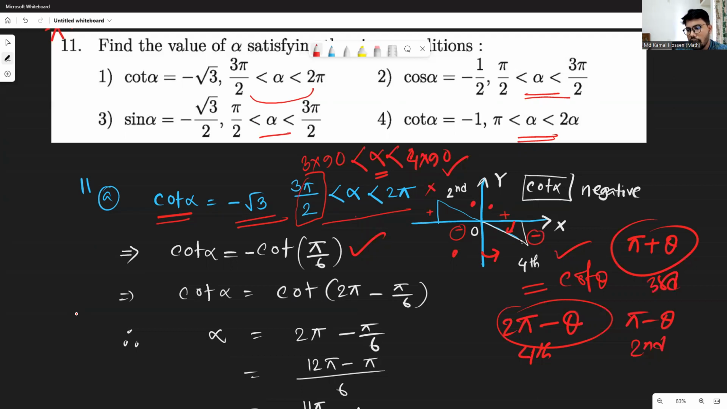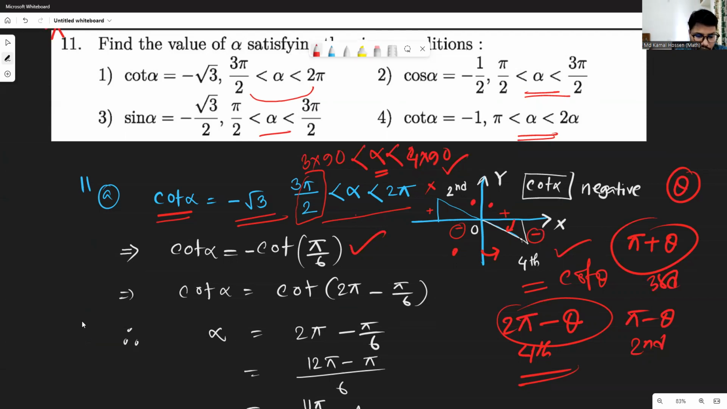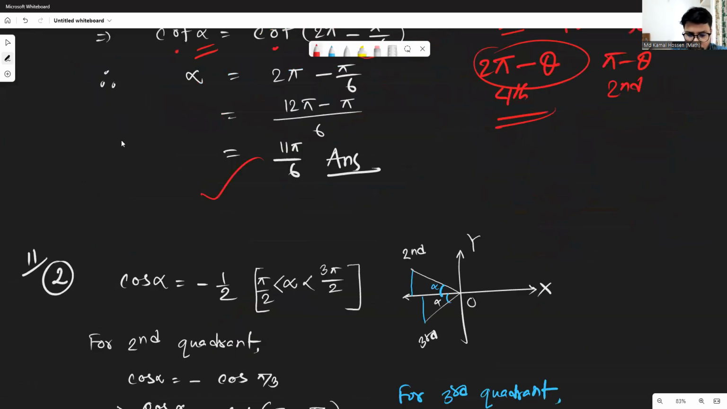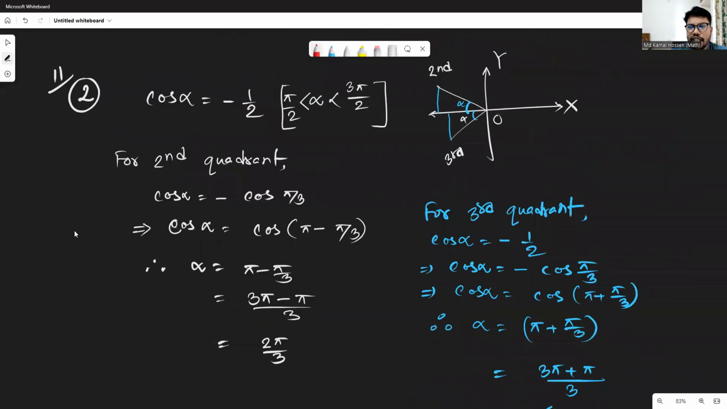So now, just a single theta. When theta is an acute angle, we can consider it as the first quadrant. So now this is in the fourth quadrant. The fourth quadrant means 2 pi minus theta, where theta is pi by 6. Now eliminate cot theta from both sides, and you will get alpha equal to this. After simplification, the value is 11 pi divided by 6, which is in the fourth quadrant according to the condition. So now give attention to question number 2.